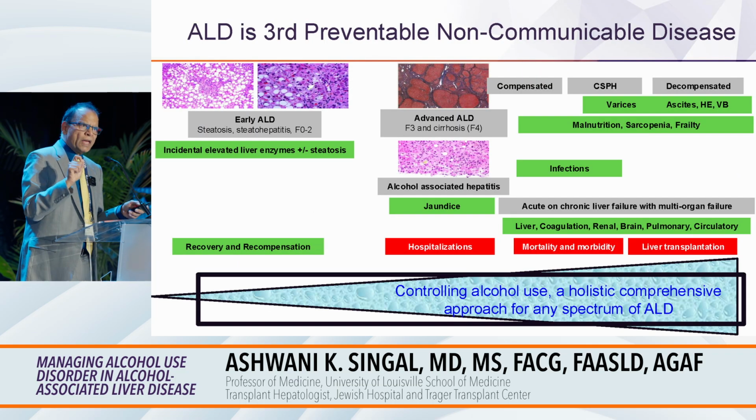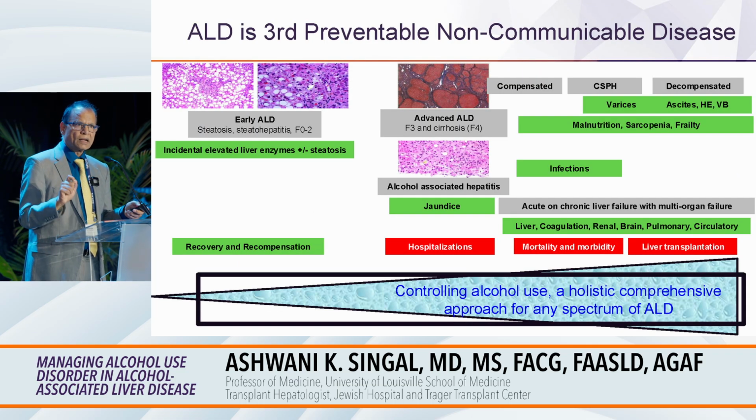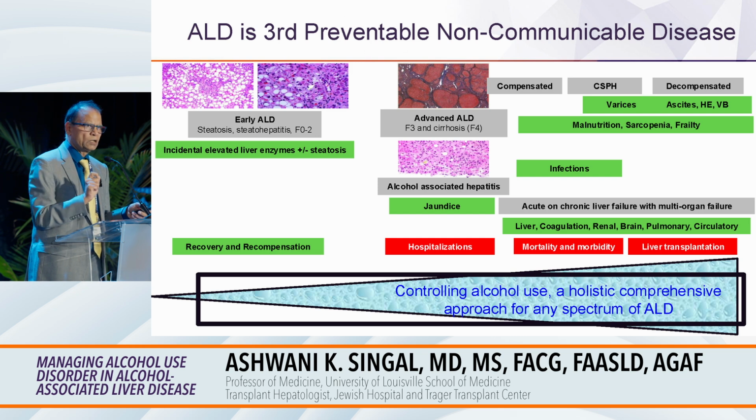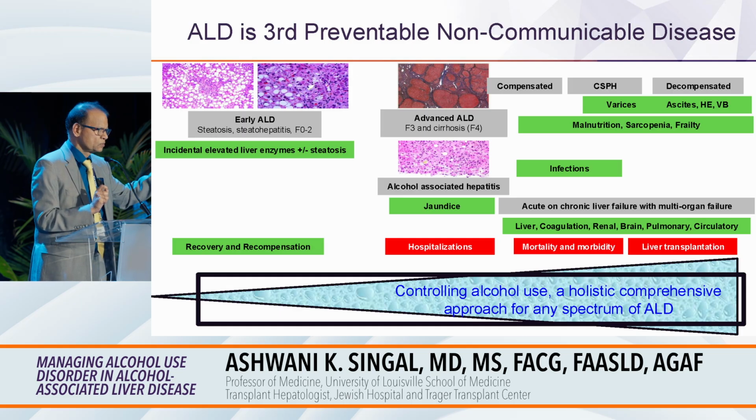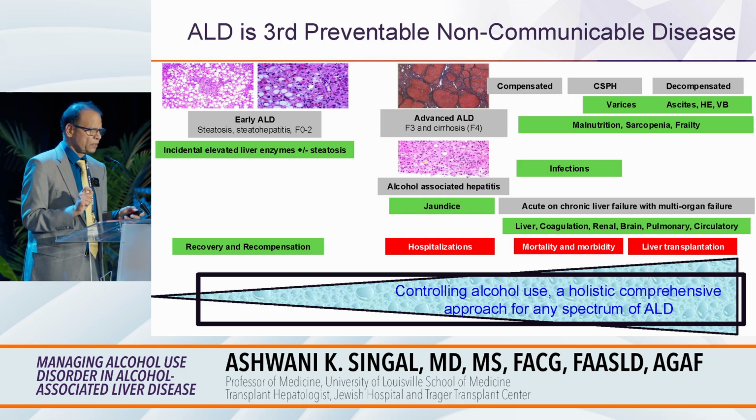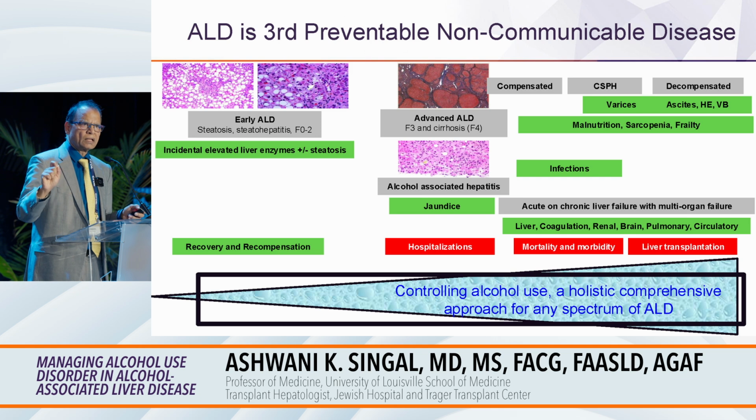So the main point, which is the focus of today, is highlighted by our patient, where she had multiple relapses. If she had not relapsed, she could have had a better outcome, and this is shown in several studies. And whether it is an early stage liver disease or advanced stage liver disease or alcohol-associated hepatitis, if you don't control the alcohol use, you are driving the bad outcomes like hospitalizations, mortality, or maybe liver transplantation. And if you improve your alcohol use, then the recovery can happen.